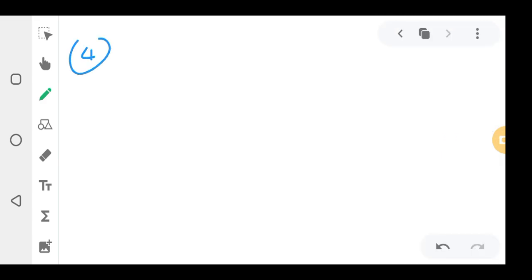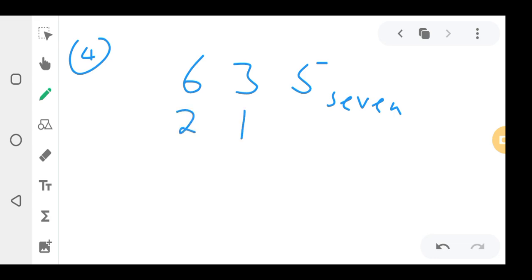Okay, the last one. Question 4. How is the question going to be? I love you guys. This is good. So question 4, we can bring 6, 3, 5, base 7, and then 2, 1, 2, 1, 7, base 7. You are supposed to add the rows.